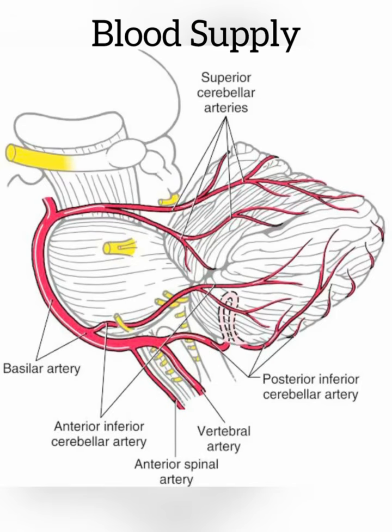The cerebellum is supplied by three pairs of cerebellar arteries. Superior cerebellar artery, it is a branch of the basilar artery. Anterior inferior cerebellar artery, it is a branch of the basilar artery. And posterior inferior cerebellar artery, it is a branch of the vertebral artery.